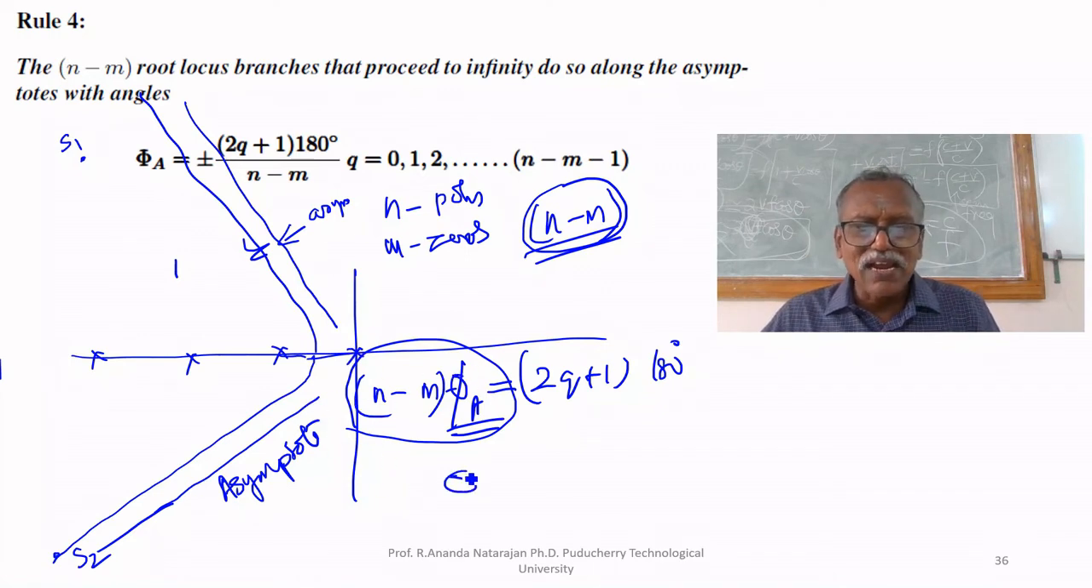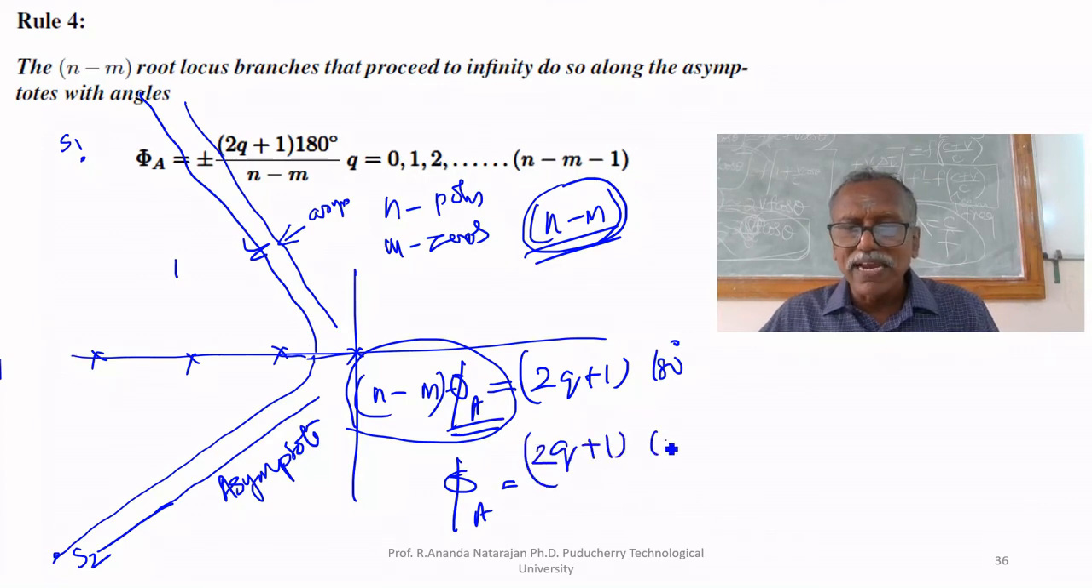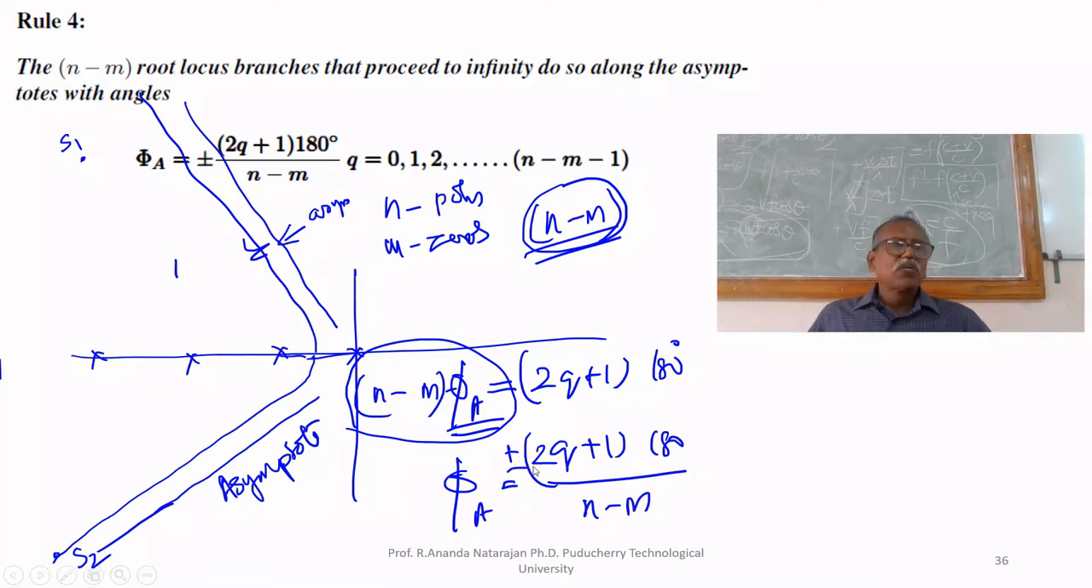Therefore, the angle phi a equals plus or minus 2q plus 1 multiplied by 180 divided by n minus m. As q varies from 0, 1, 2, and so on, you get one phi a for 0, another phi a for 1, another phi a for 2. Like that, you will get n minus m angles.